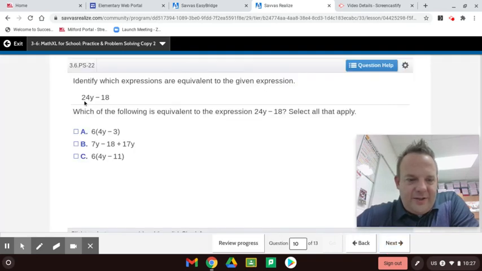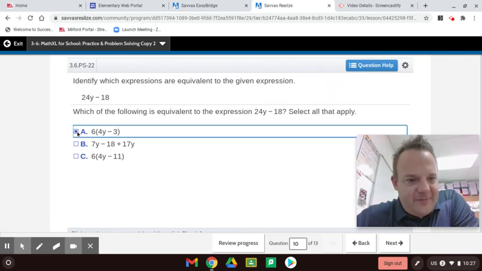All right. What's the greatest common factor here of 24y and 18? That's right, 6. So we're going to factor out 6. And 6 times 4y is 24y, and 6 times 3 is 18. So this one. And now, let's see.